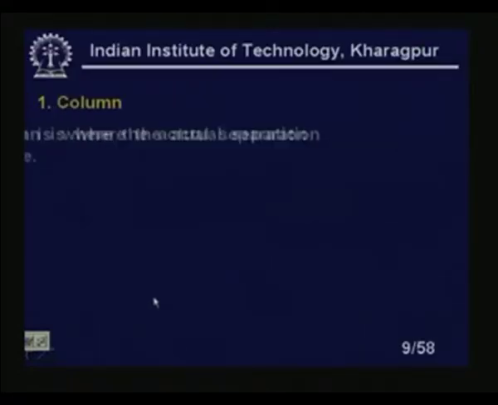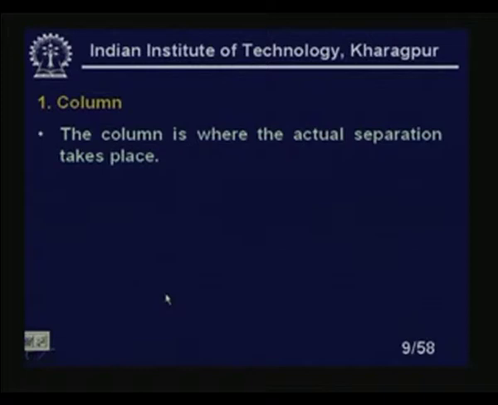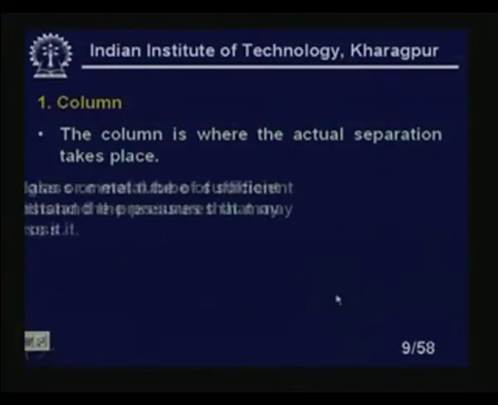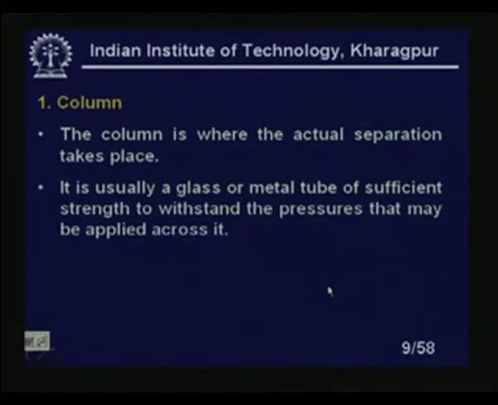Column. What is a column? The column is where the actual separation takes place. Usually all the mixture goes inside, and it will be retained depending on the properties, so it will elute the gases one after another. It is usually a glass or metal tube of sufficient strength to withstand the pressures that may be applied across it.